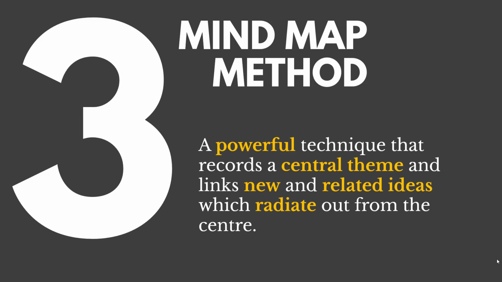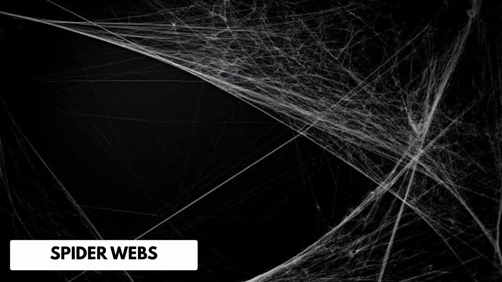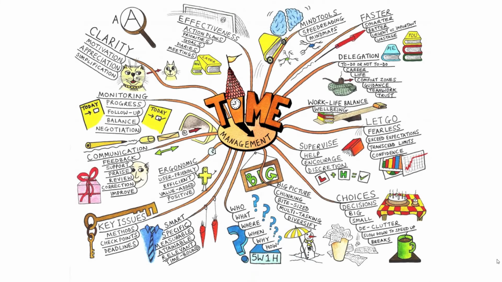Next, we have the mind map method. It's a powerful technique that records a central theme and links new or related ideas that radiate out from the center. Some say it looks like trees or spider webs. It goes like this. We have a main theme here, which in this case is time management. If, let's say, the question is on time management, you could even link it to diagrams, which helps you see better if you were to speak about it. Next, you branch it out like this.